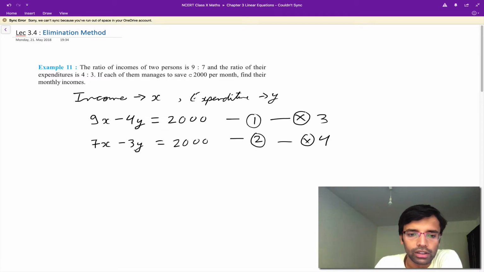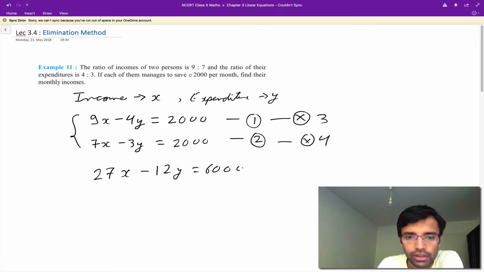And as we know from our last discussions, if we just multiply a linear equation with a non-zero constant, then it just scales up the line and it will remain the same line. So it doesn't affect the line that we are solving for. Okay. So if we perform this operation, what do we get? The first equation is 27x minus 12y is equal to 6000, and the second equation becomes 28x minus 12y is equal to 8000.